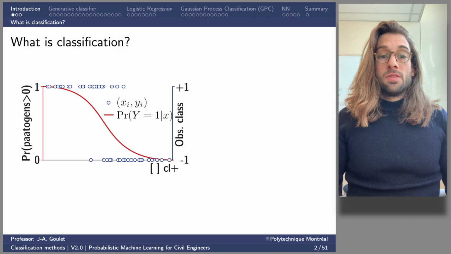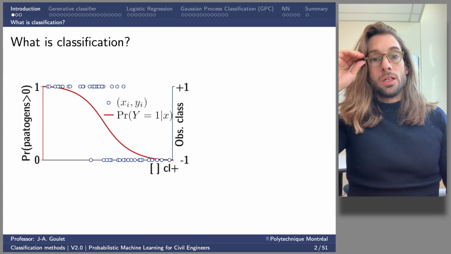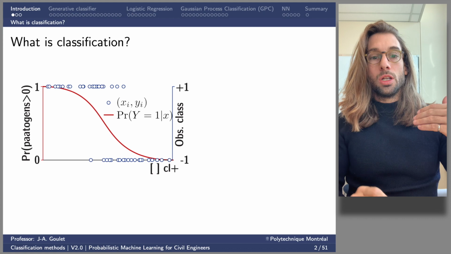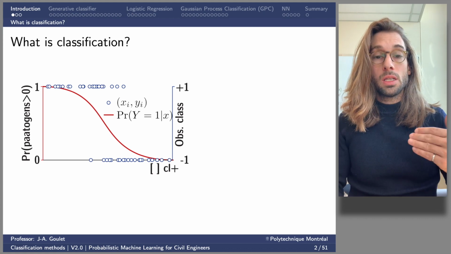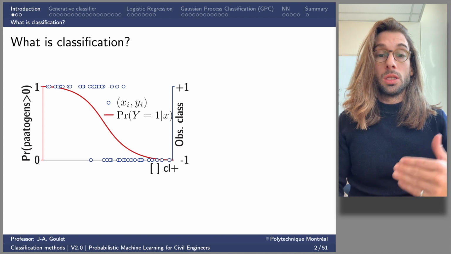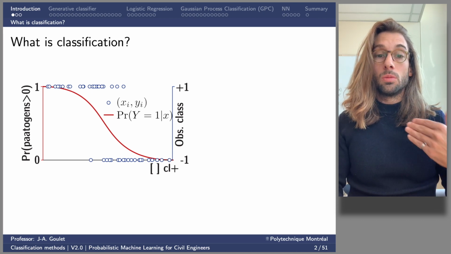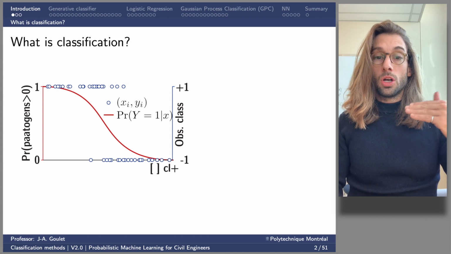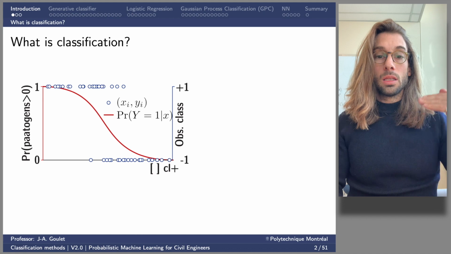So what is classification? What we saw with regression is that we were trying to learn the relationship between covariates and system response, where both the covariates and the system response were continuous quantities. In this case, we're going to try to do a similar task where the covariates are continuous quantities, yet the system responses are going to be classes.